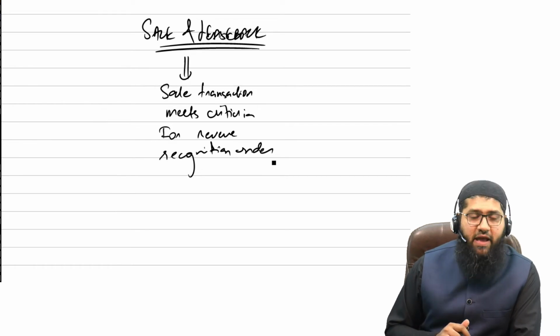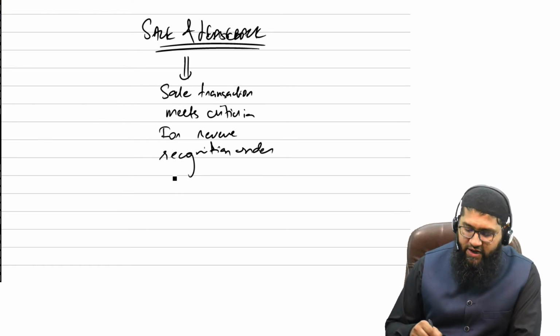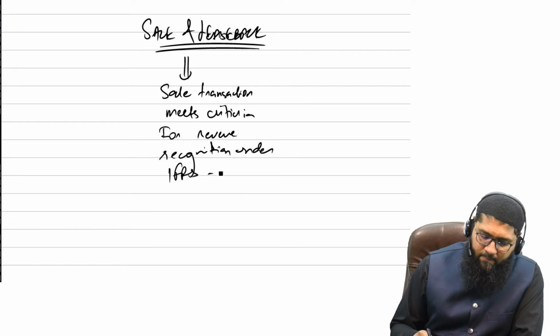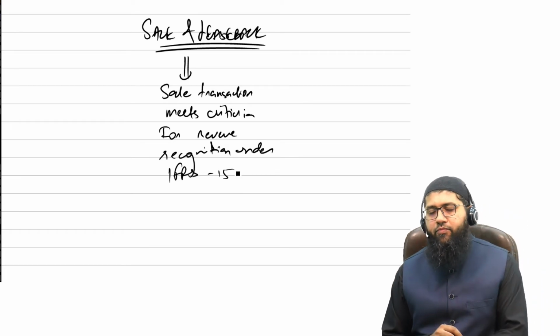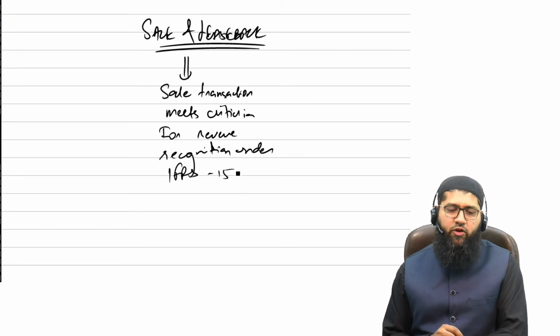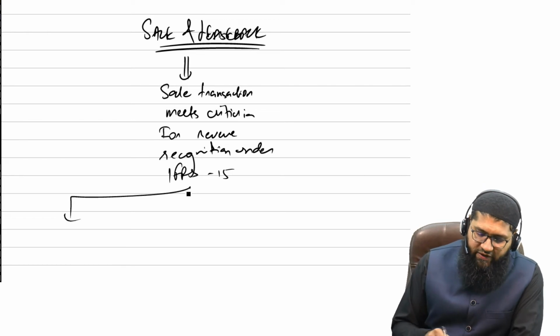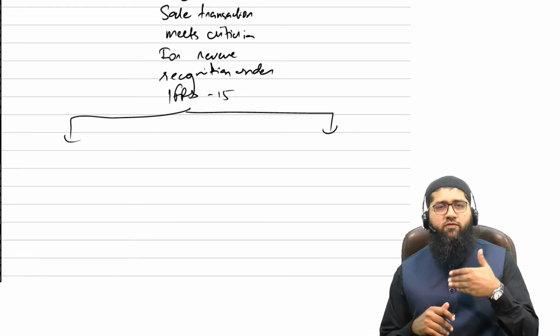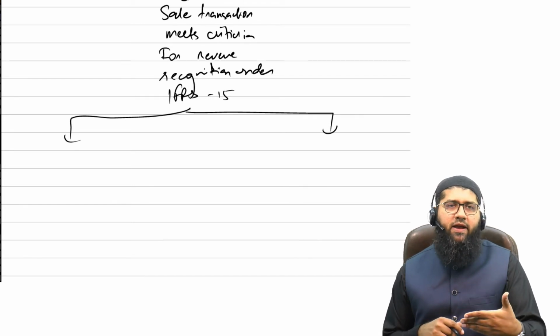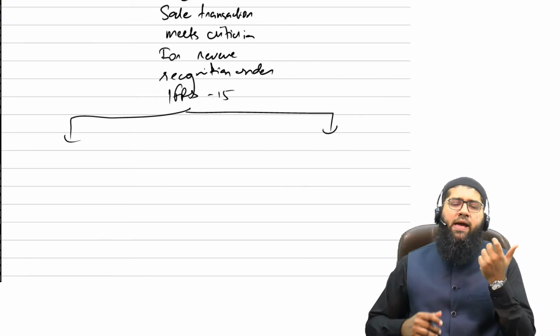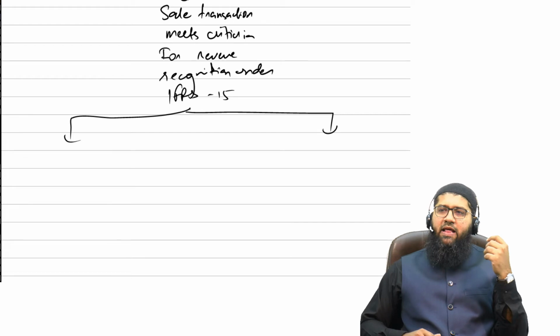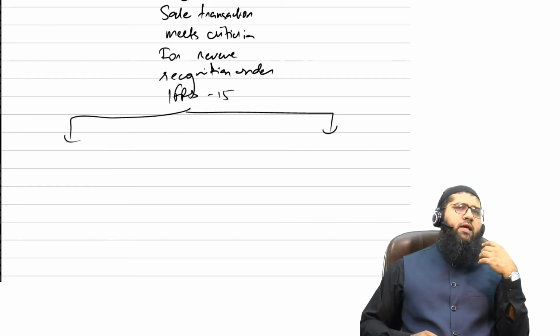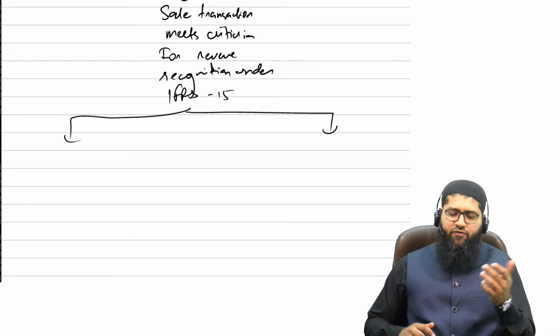If the sale transaction meets the criteria for revenue recognition under IFRS 15. IFRS 15 is revenue recognition. So let's say the sale that you have entered into meets the criteria for revenue recognition. Now what do you mean by meeting the criteria for revenue recognition? That means that probably the risk and rewards have been transferred to the asset.